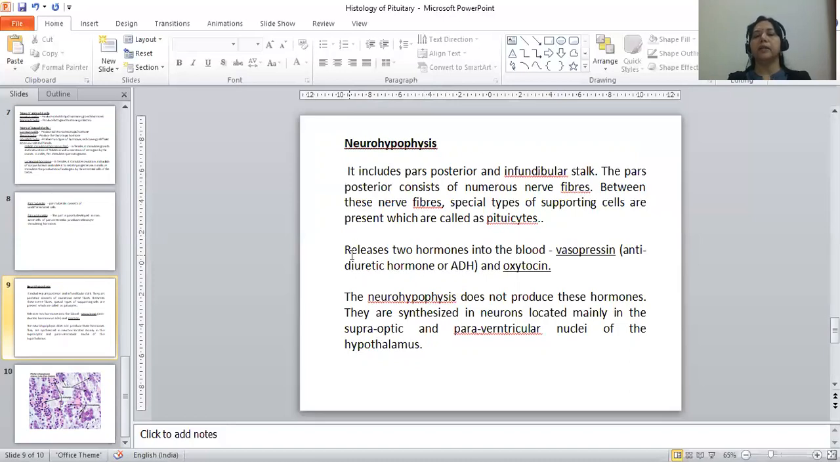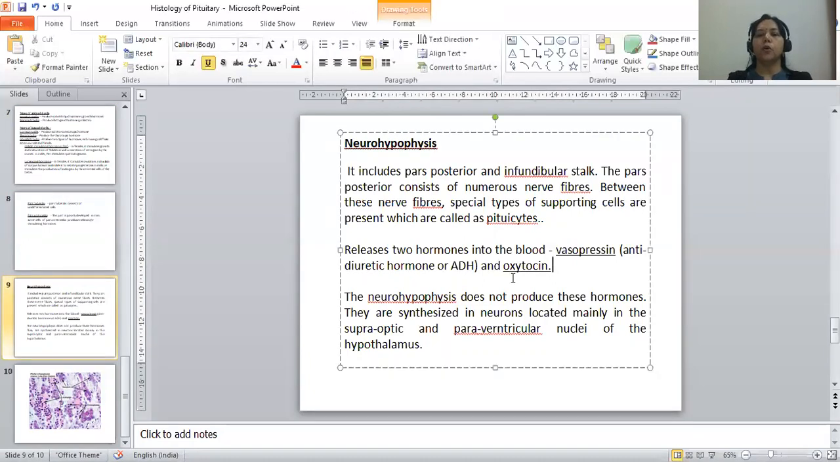Now the posterior pituitary releases two hormones, that is vasopressin, also called antidiuretic hormone, and oxytocin. Vasopressin is concerned with the water regulation in the body, has an effect on the renal tubules or the kidney loop of Henle, and controls the amount of water in the body. Oxytocin is a hormone which is secreted during childbirth. This helps in contraction of the uterus and the cervix for a normal childbirth.